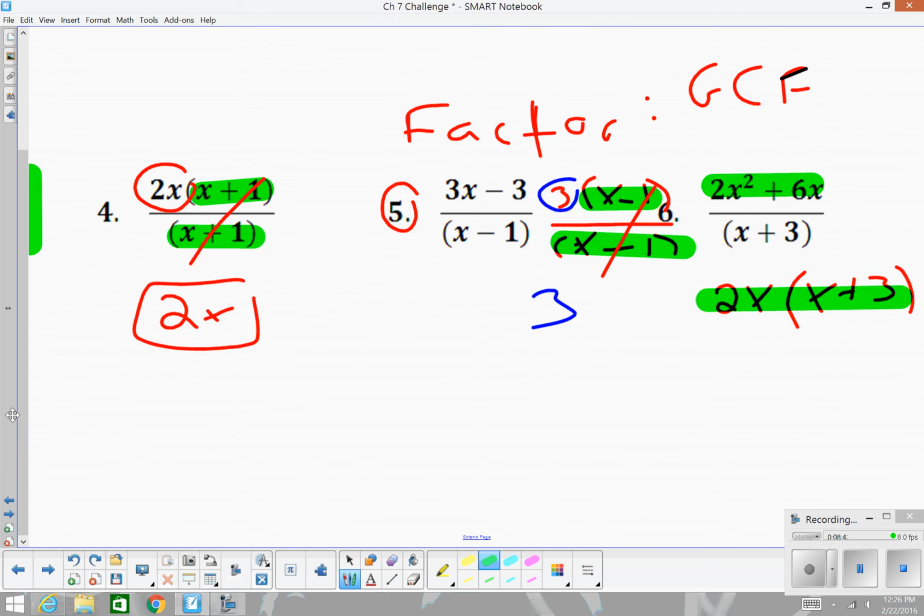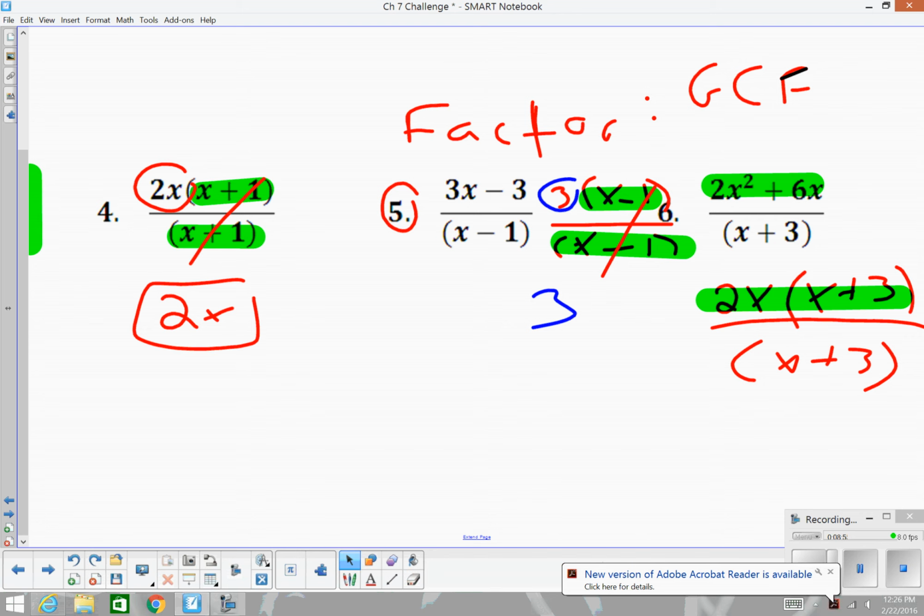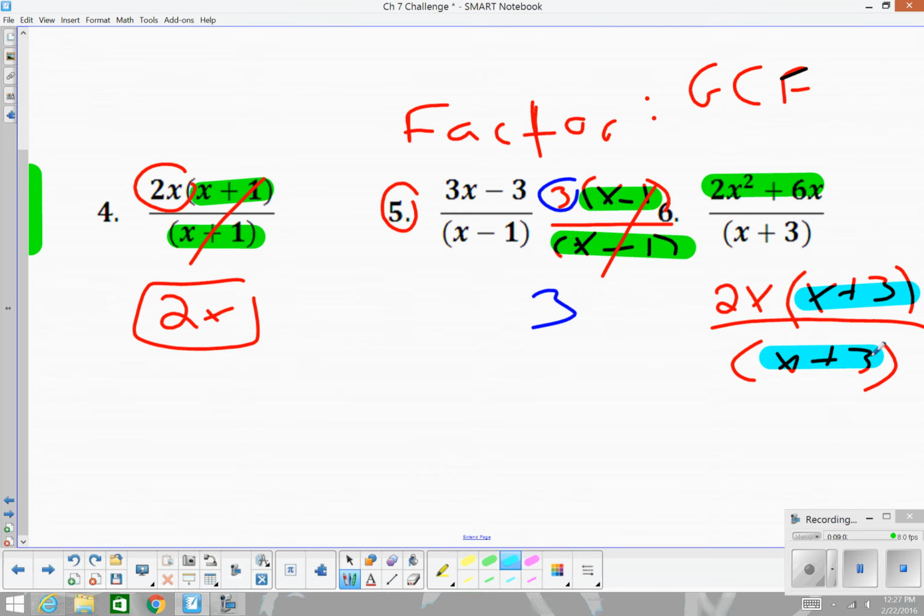Okay, now I'm just going to rewrite the bottom, or the denominator. It's going to be over x plus 3. Okay, x plus 3. Now you can see that you have x plus 3 over x plus 3, and you're going to be able to cancel those out, and you're just left with 2x.